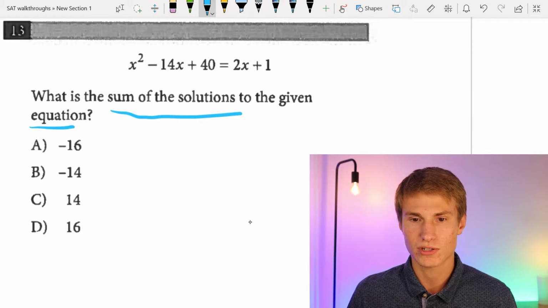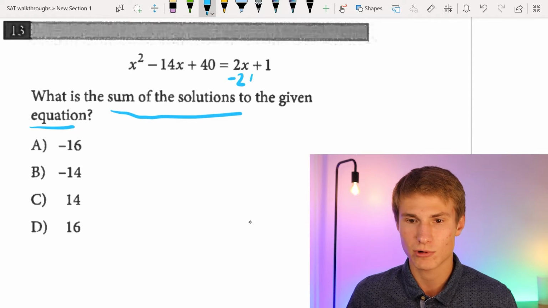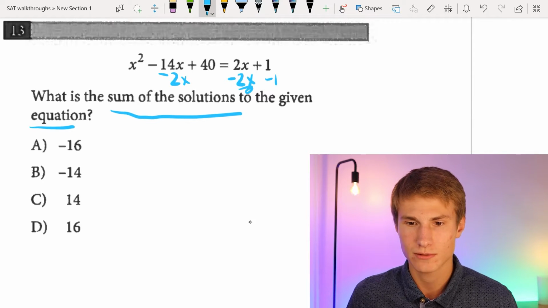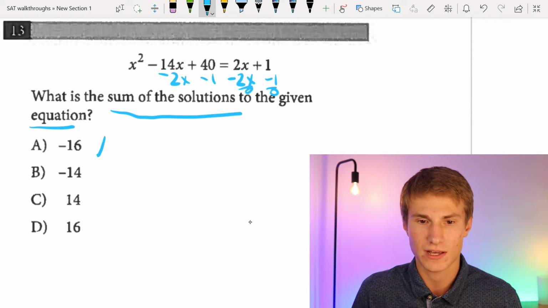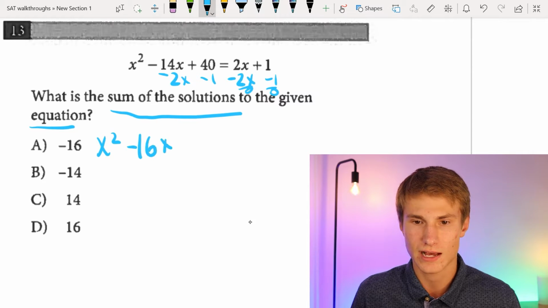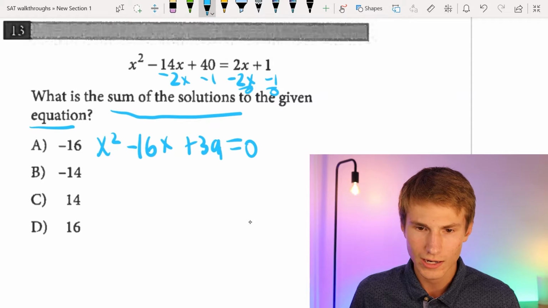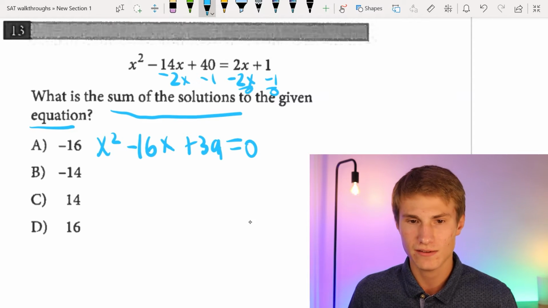So the first thing you're going to want to do is get this all set equal to 0. To do that, we're going to subtract 2x from each side. We're also going to have to subtract 1 from each side. When we do that, we're left with x squared minus 16x plus 39 is equal to 0. All right, now from here, we see that we can't factor it.